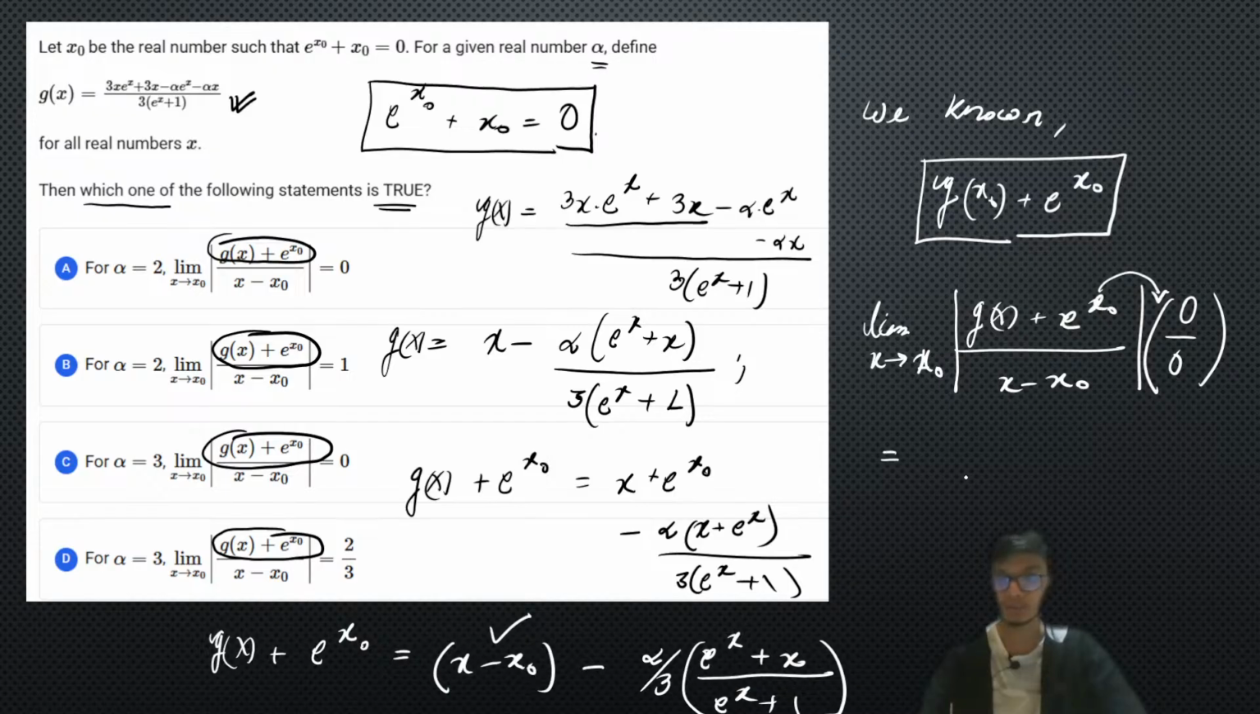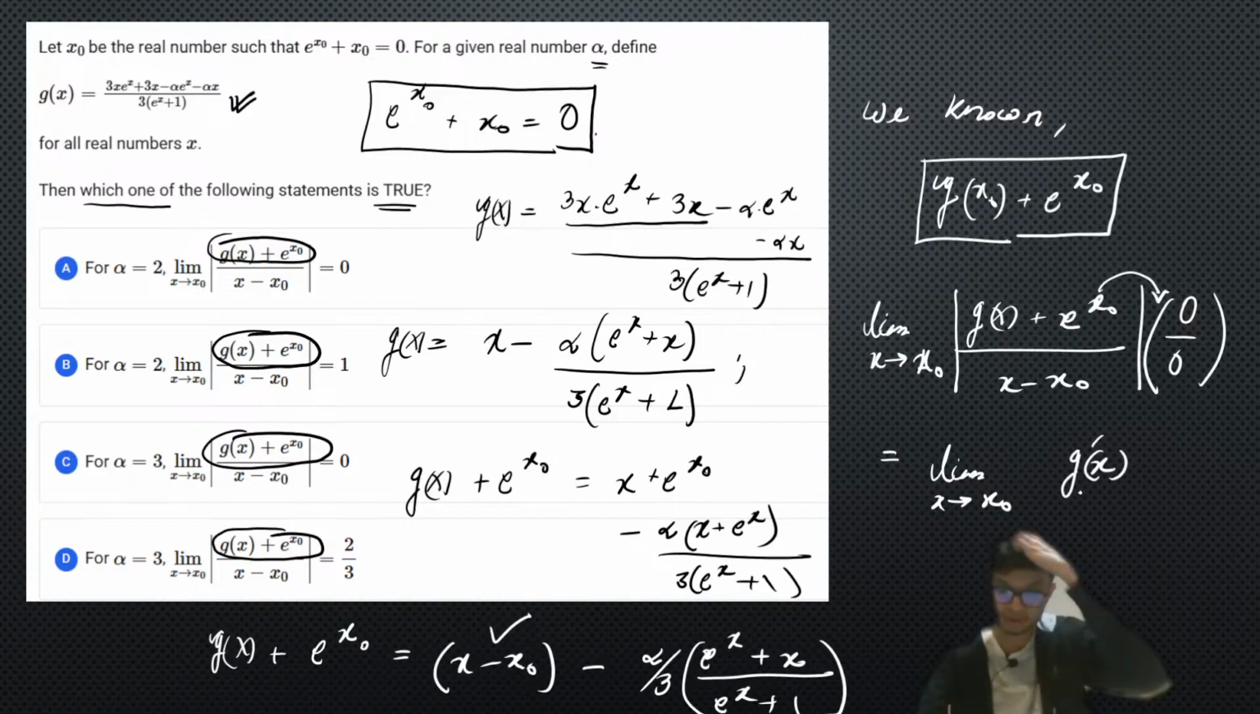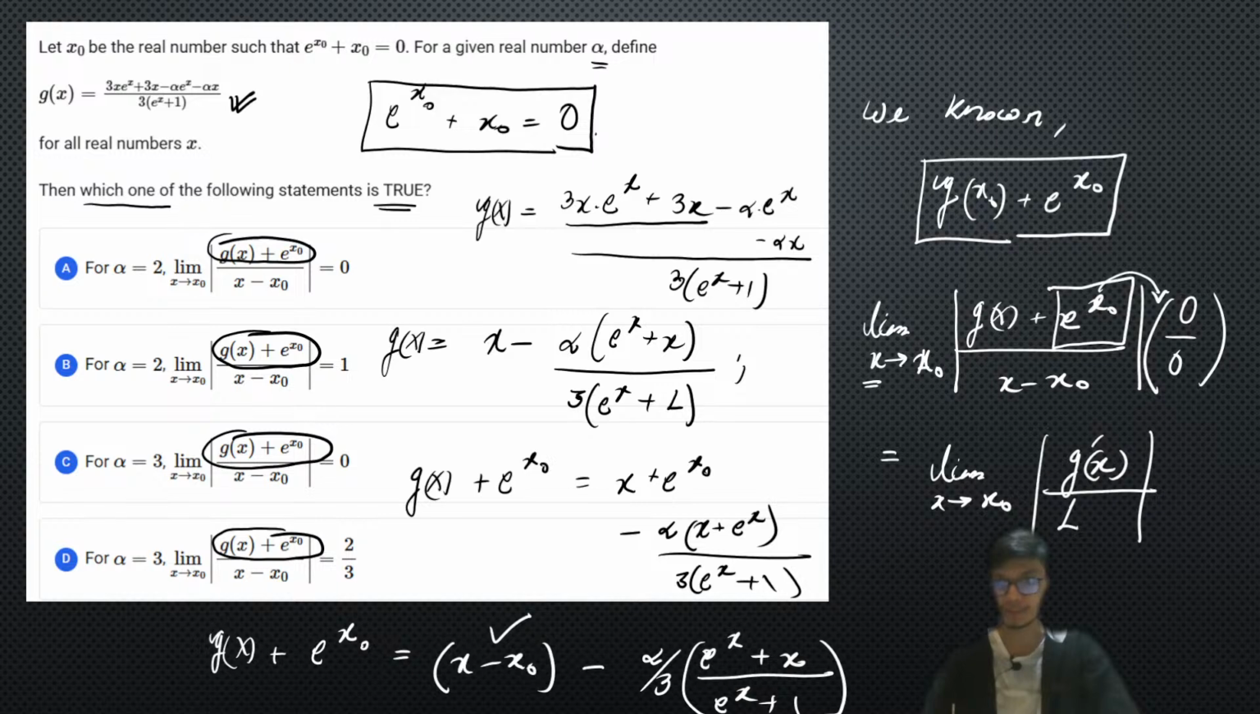Therefore I can simply use the L'Hopital rule, and I can differentiate both the numerator and the denominator. That will give me g dash of x, and e to the power x naught is a constant because your x is variable, not x naught, right? So it will be mod of g dash of x divided by 1. Now the limiting value will be equal to g dash of x naught, and we have to put a mod over here, right?